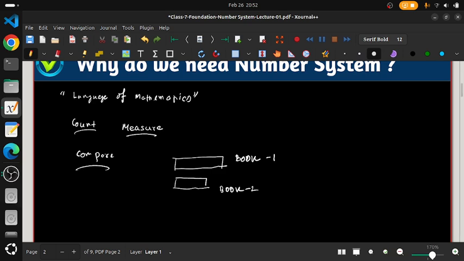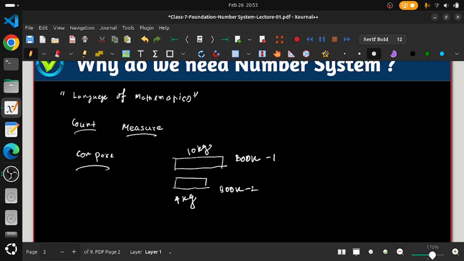Suppose the mass of the first is 10 kg, and the mass of the second is 4 kg. You know that 10 kg is more than 4 kg. Like that we compare, and for comparing we require the number system. Not only for comparing, if we want to express any quantities, we require the number system, for solving any kind of problem in science or engineering, everywhere.